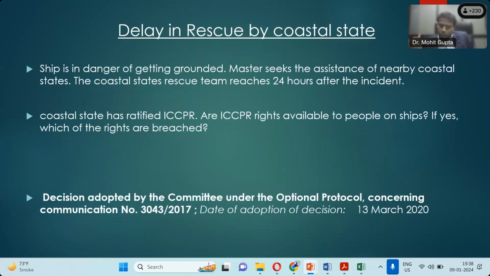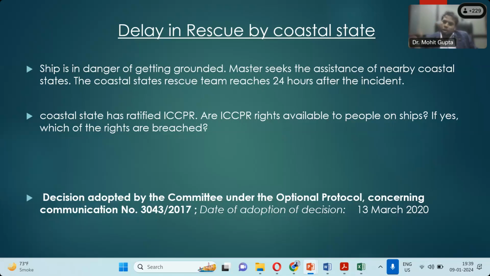For instance, suppose India gets a distress call from a ship and India fails to reach in time and give assistance to that vessel. Maybe by the time the coastal state authorities reach that vessel, it is already wrecked, maybe it has already sunk. This issue can also be seen from the human rights perspective. The question could be, if a coastal state fails to give timely assistance to a ship in distress, whether it will result in a breach of the human rights obligations of the coastal state.